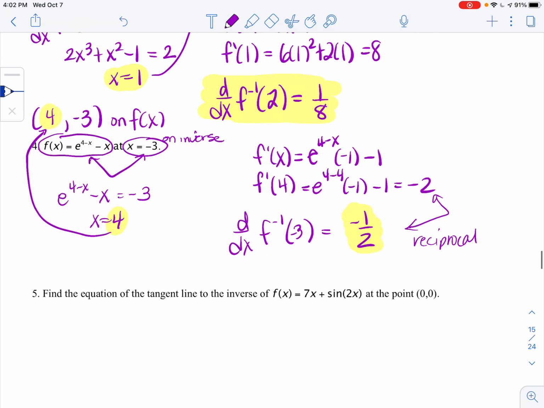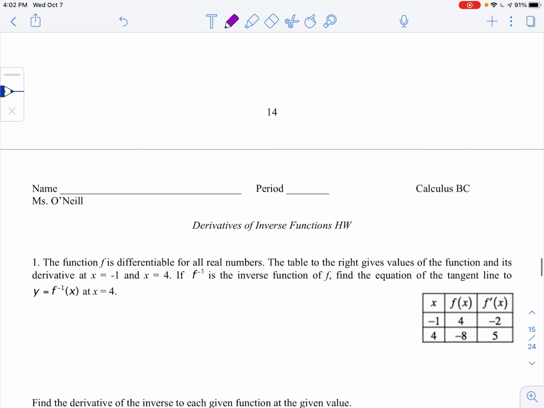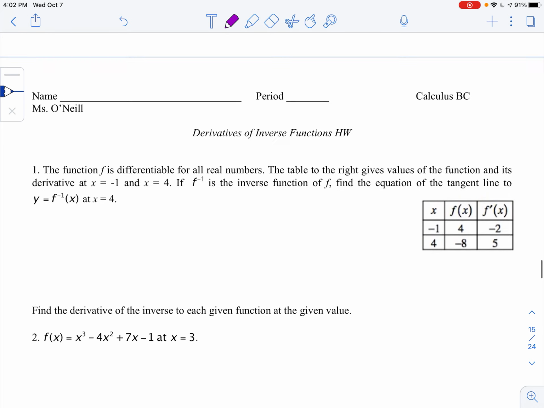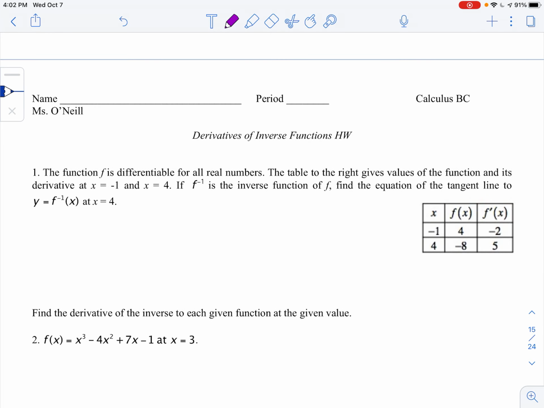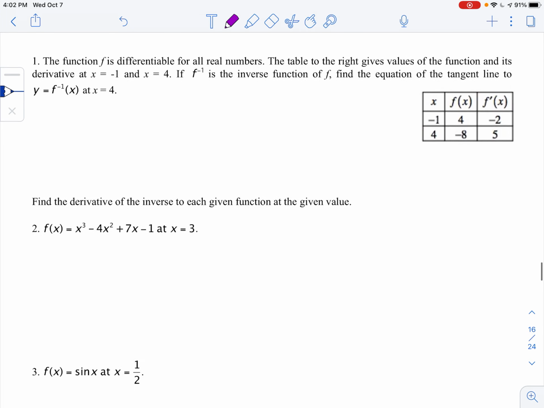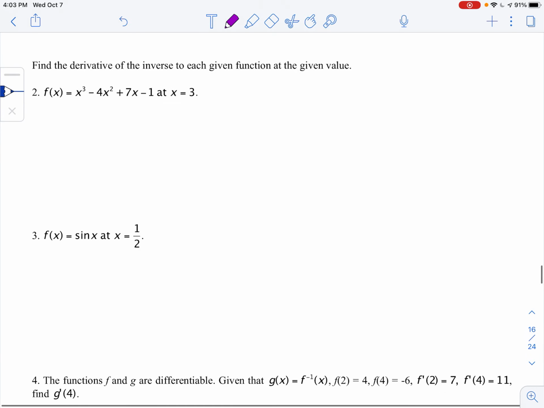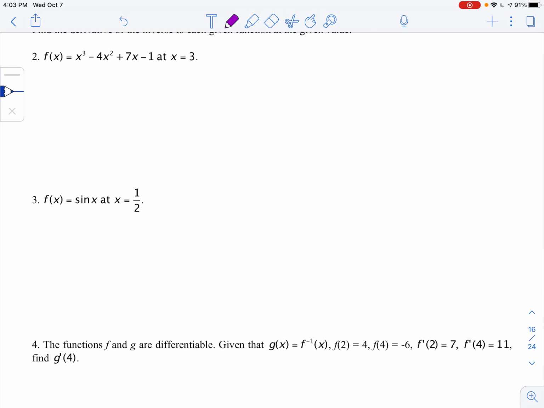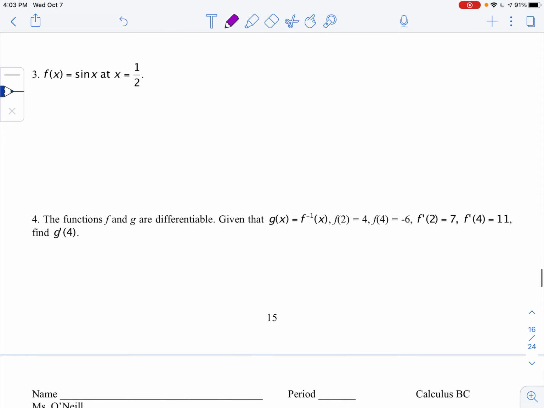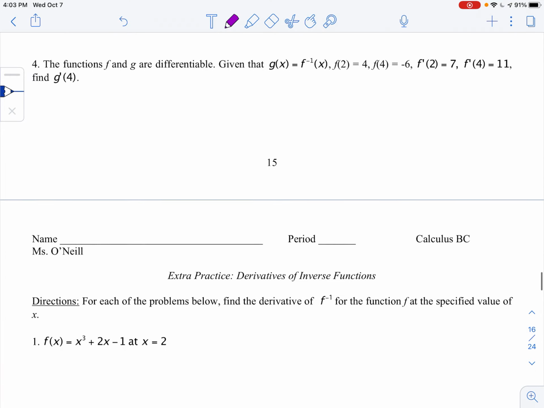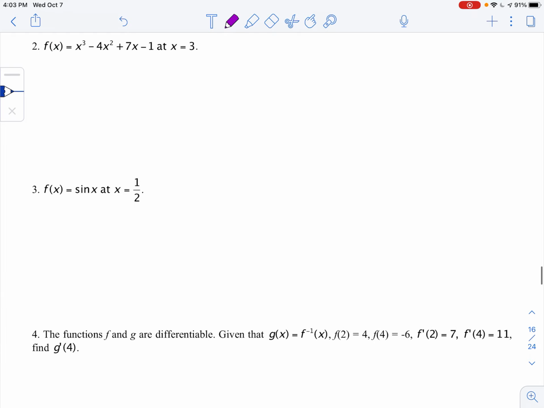Okay, so your homework is on the next page, which is page 15 of your packet. Don't stress if you can't find the equation of the tangent line. Just focus more on finding the derivative values of each given function at the given value. You can see number 2 and number 3 are a lot like what we just did. Even number 4, just obviously giving you function values instead of you solving back. And like I said, tomorrow we're going to be going over the same thing yet again.